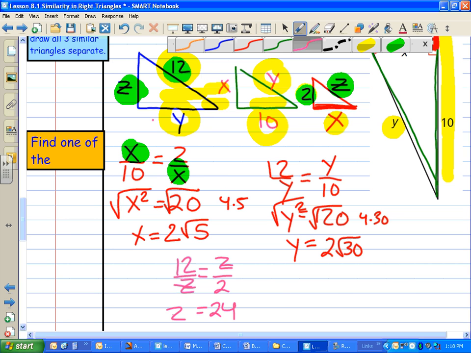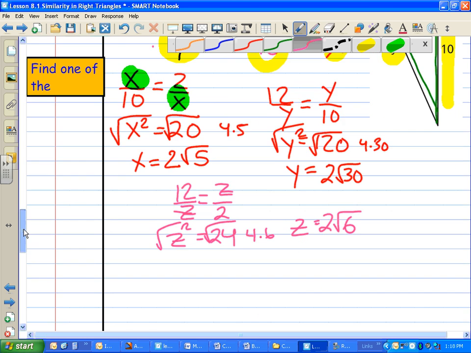Equals z squared. Square root. What's this going to be? I could use 4 times 6. Square root of 4 is 2. So my answer is z equals 2 rad 6. Okay, there are your 3 answers right there.